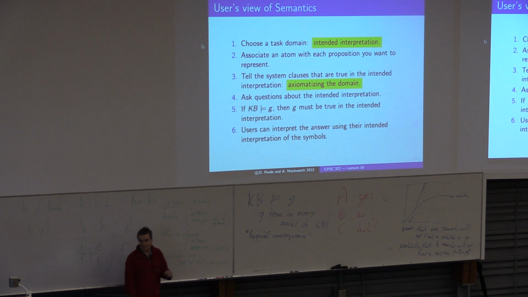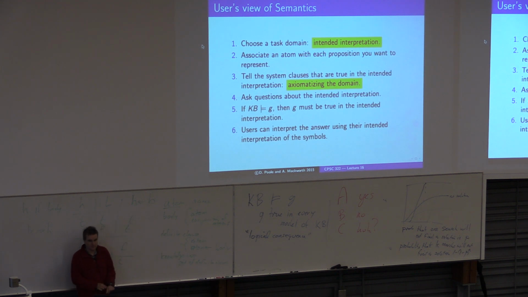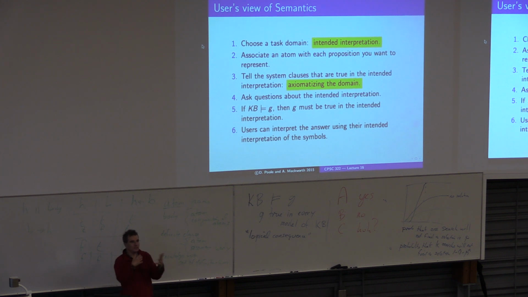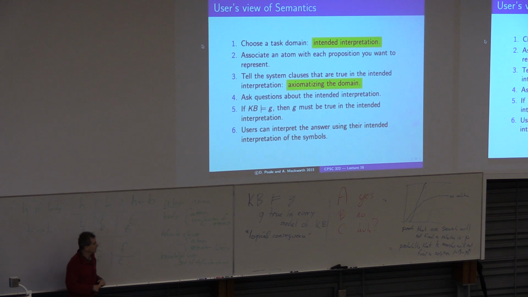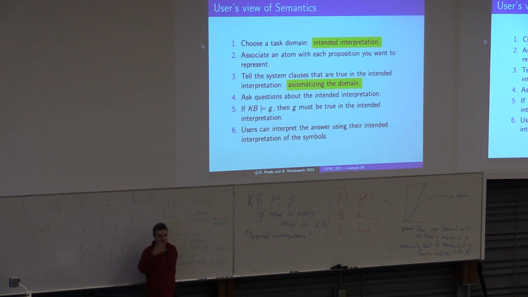Sometimes we call this axiomatizing the domain. We're going to tell the system things that are true. Then we're going to ask questions, and we're going to interpret these questions as though they're about the domain. And then, if the knowledge base logically entails G, then G must be true in the intended interpretation because it's true in every model of the knowledge base.